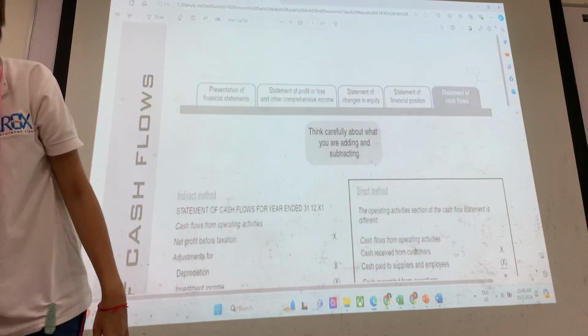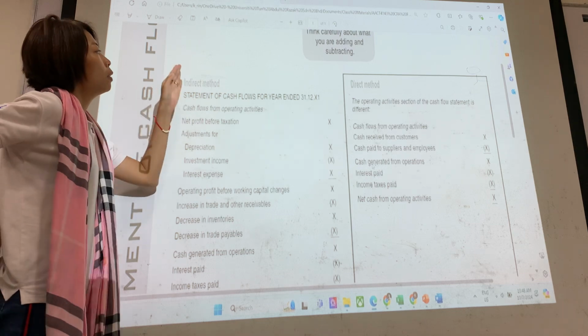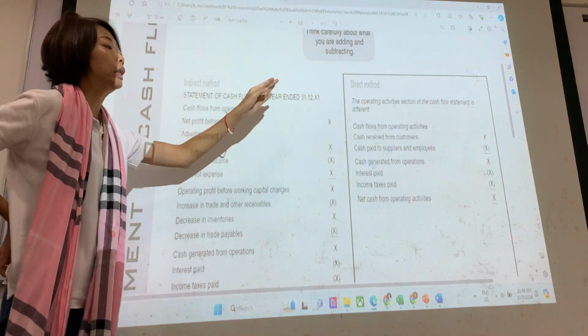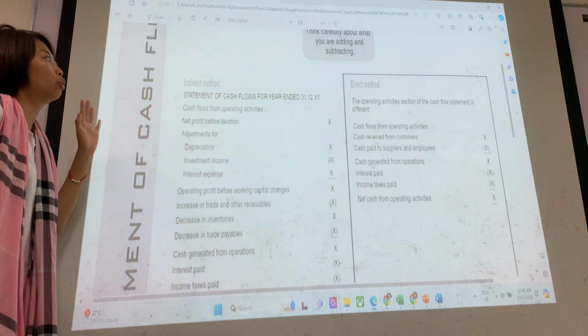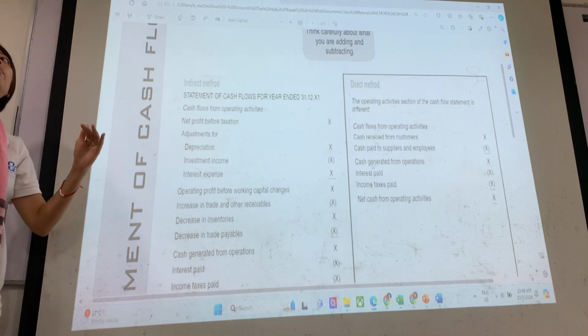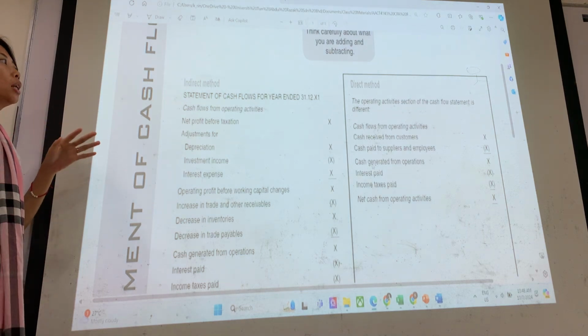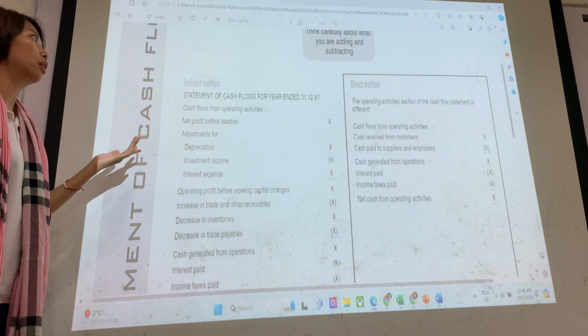Okay, you listen carefully. Now, when we have a cash flow, we will name it like this: Statement of cash flow for the year ended. It is also for the year. Why? Because the main objective of doing this under IAS 7 is to see the movement of money. We want to see the money increase during the year or decrease during the year. That's why we say for the year ended.